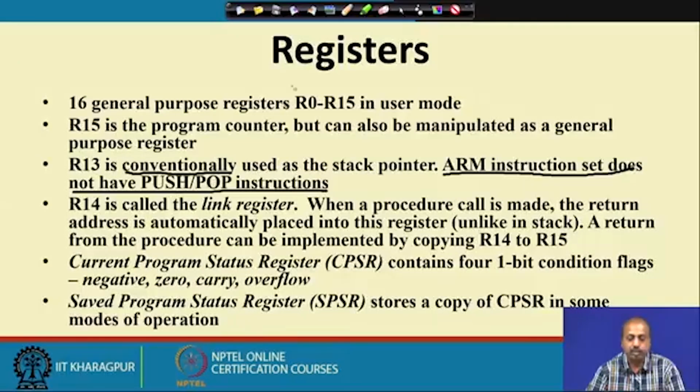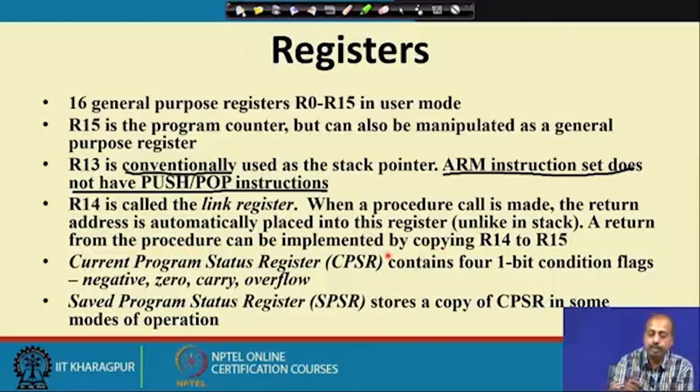If you are defining a stack, in that case R13 is used as the stack pointer, but that is a convention only. If the stack is not there, then the biggest disadvantage we have is calling and returning from a subprogram. So, what ARM has done is dedicate register R14, called the link register. Whenever a procedure call is made, the return address is automatically placed into this register, and the return from the procedure is simply by copying R14 to R15.